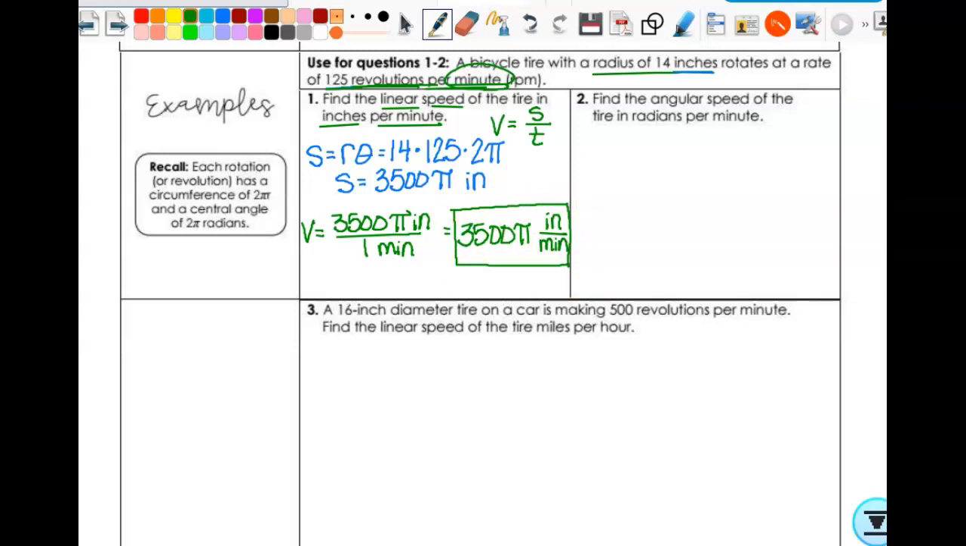Questions? All right. So now I want to find the angular speed of the tire in radians per minute. So my angular speed, that's omega equals theta over t. So I need to start by finding theta. Theta is the number of revolutions, which is 125 times 2 pi. So that gives me 250 pi radians.